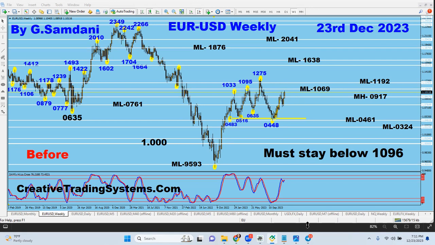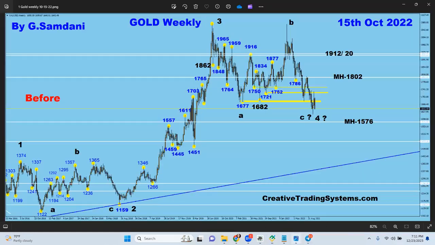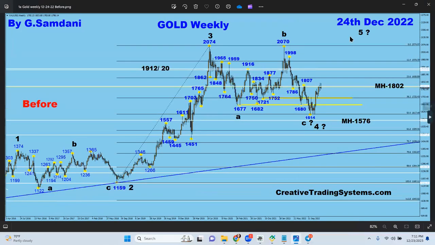Let's get started. Let me take you back a few months to this chart. This is the chart I made in October 2022. This is a gold weekly chart showing Elliott wave 1, 2, and then wave 3. 4 is here, A, B, C, and we're supposed to have wave 5 to the upside. This is how we're supposed to be going to the upside, right?